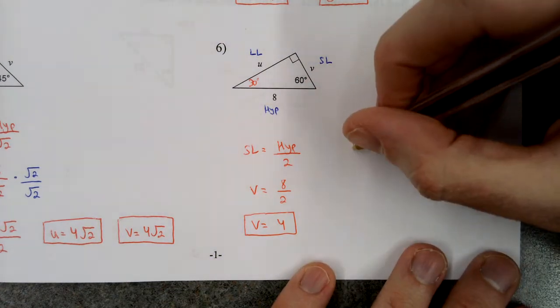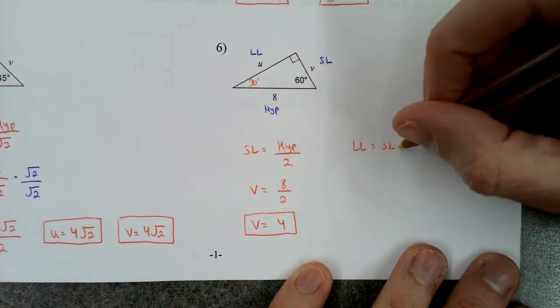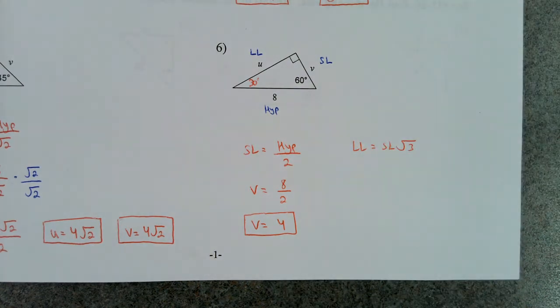Then we'll solve for the long leg. Long leg equals short leg times square root of 3. The long leg is U. So U equals 4 square root of 3.